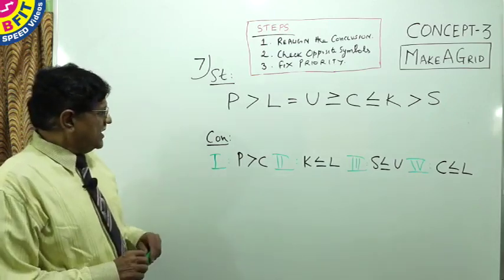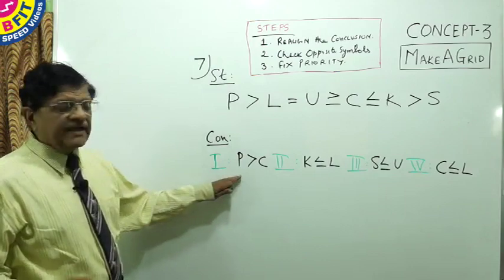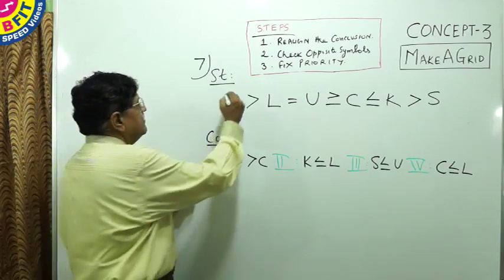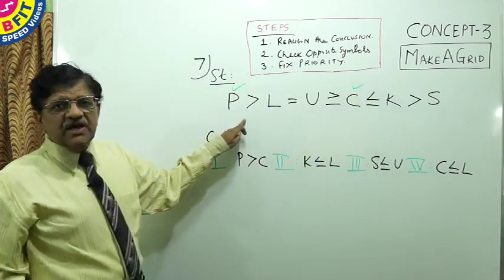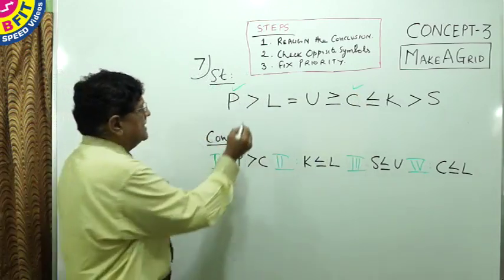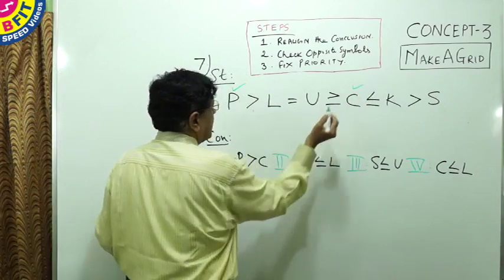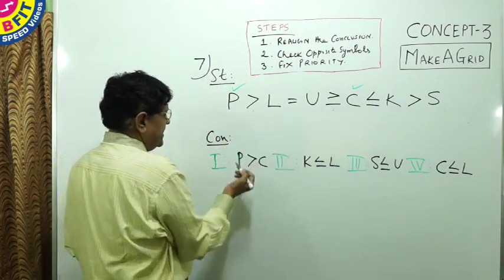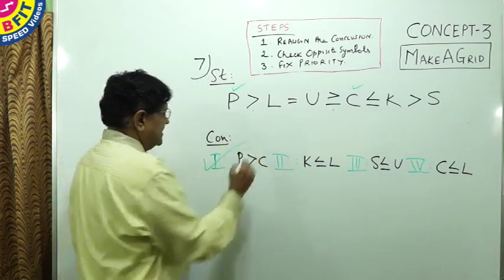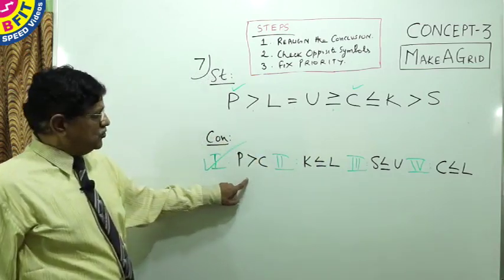Now let us take conclusion 1. The elements are P and C. P is here, C is here. Between the two, which are the symbols? Greater than, equal to, greater than or equal to. Which has got the highest priority? Greater than has got highest priority. P is greater than C, therefore this conclusion is true.